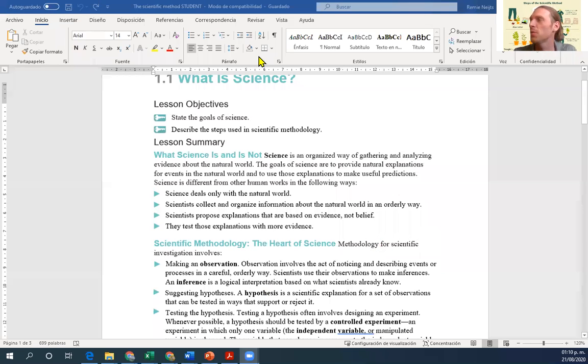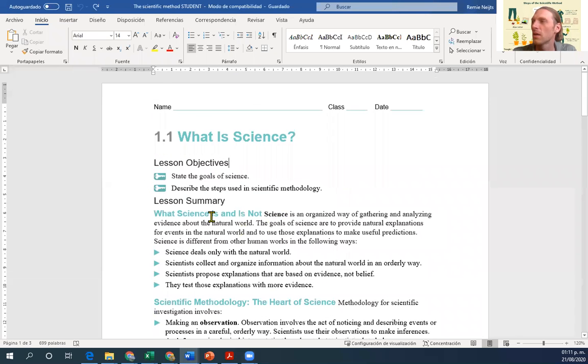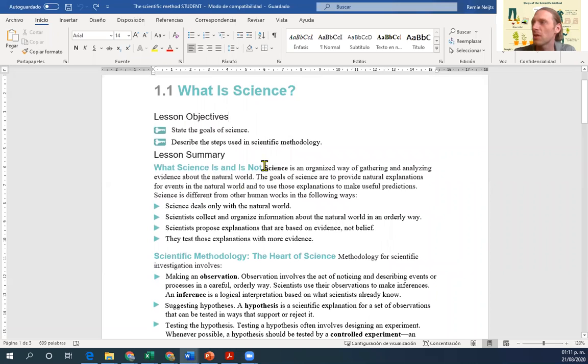So here we go, science. The first thing we have seen is science, okay? What is science and what is not? Important to know, science is an organized way of gathering and analyzing evidence about the natural world, okay? So we do science basically to find solutions for problems we have, and we do science to explain things we don't understand, okay? So provide natural explanations, important point, okay?